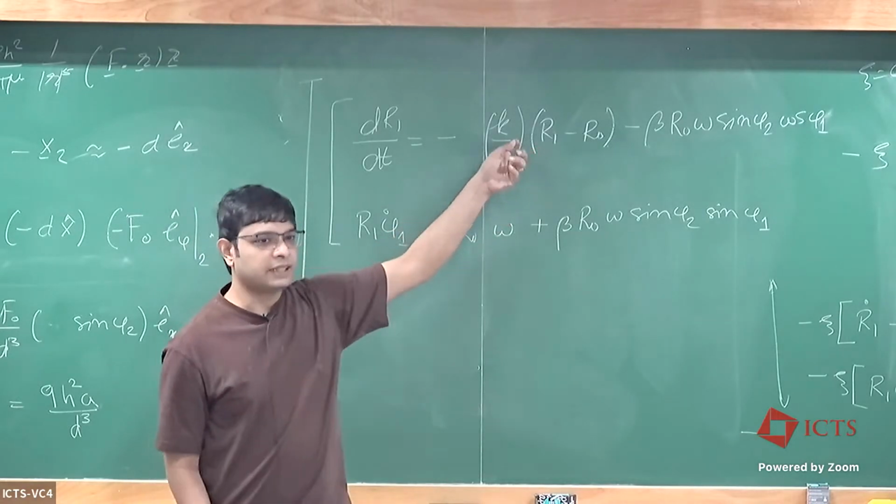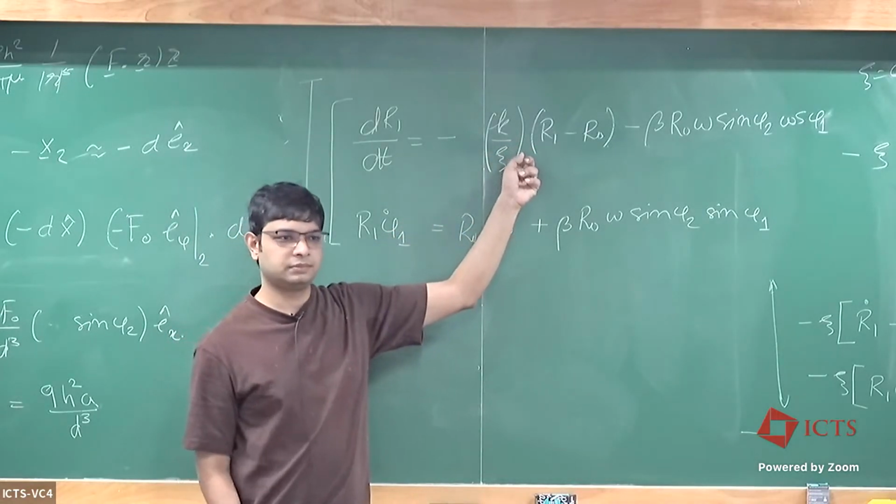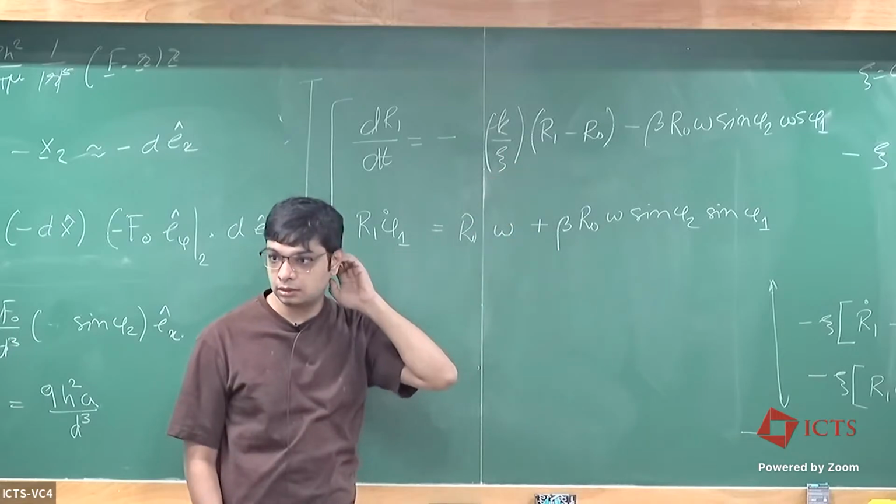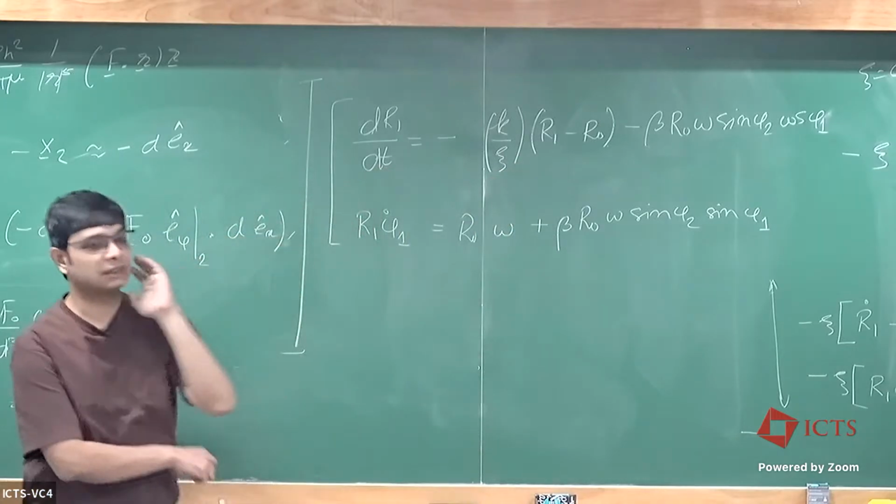The idea is as follows. What is the dimension of k over zeta? Can anyone guess? Just from this equation. Can anyone guess?